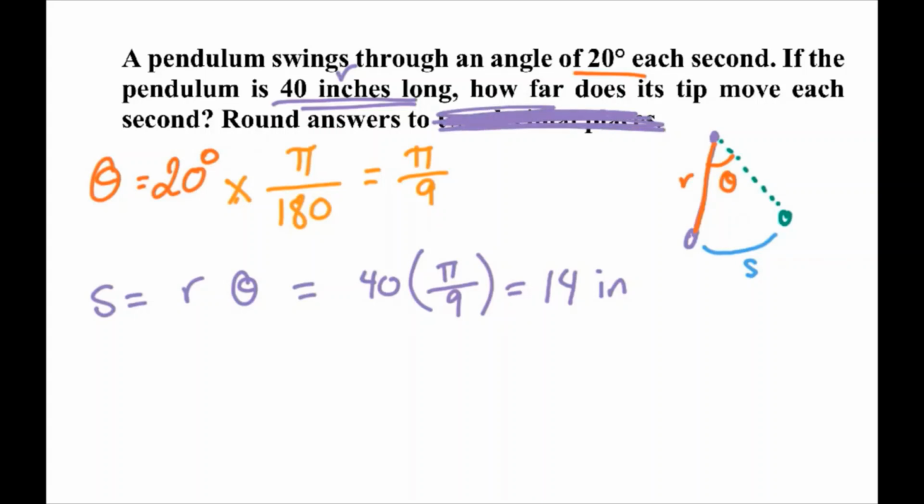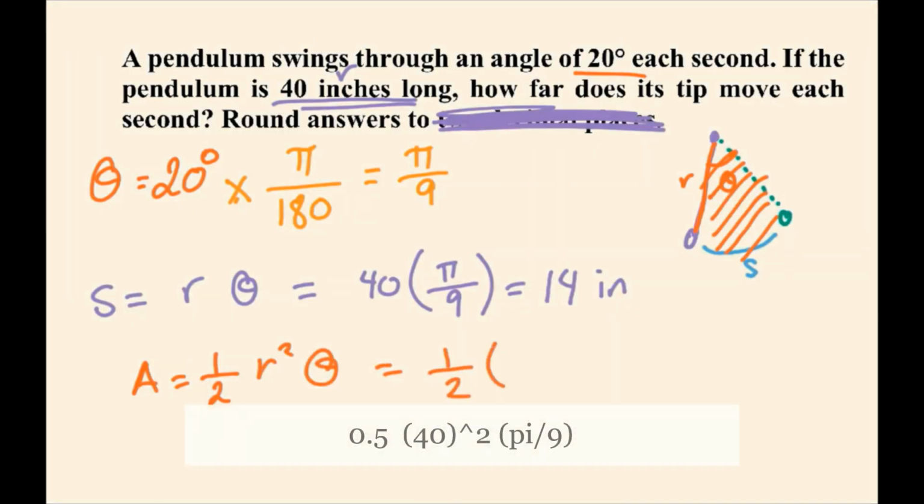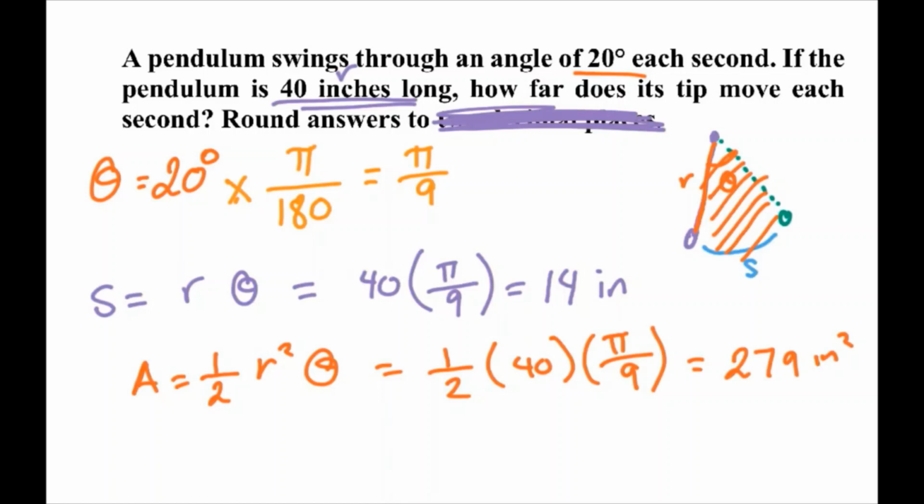Okay. Now, sometimes they might ask you about the area. He did not ask in the question, but I'm adding this. Let's say that he's asking about the area here. So I will say A equals 1/2 r squared theta, which is equal to 1/2 times 40 squared times pi over 9. And again, to the nearest square inch, that's going to be 279 inches squared, if he's asking about the area.